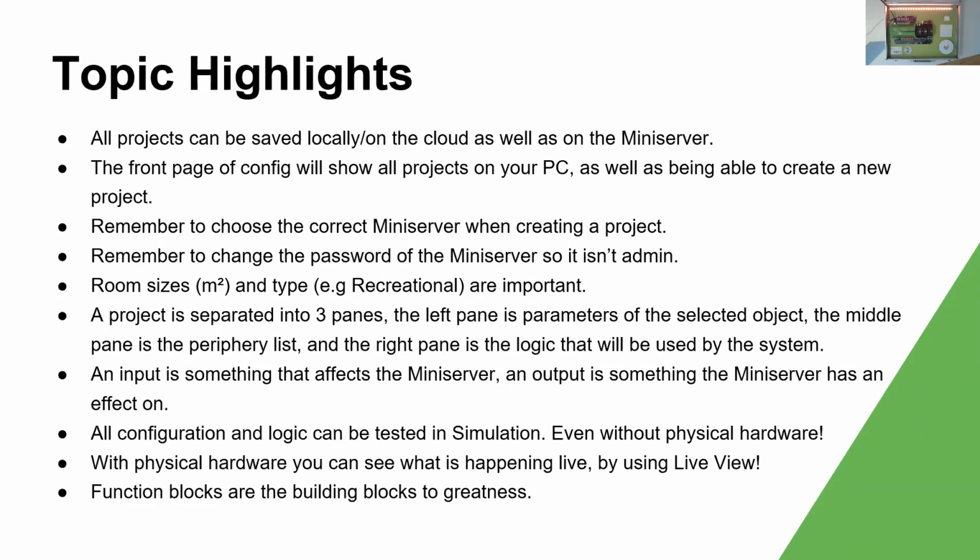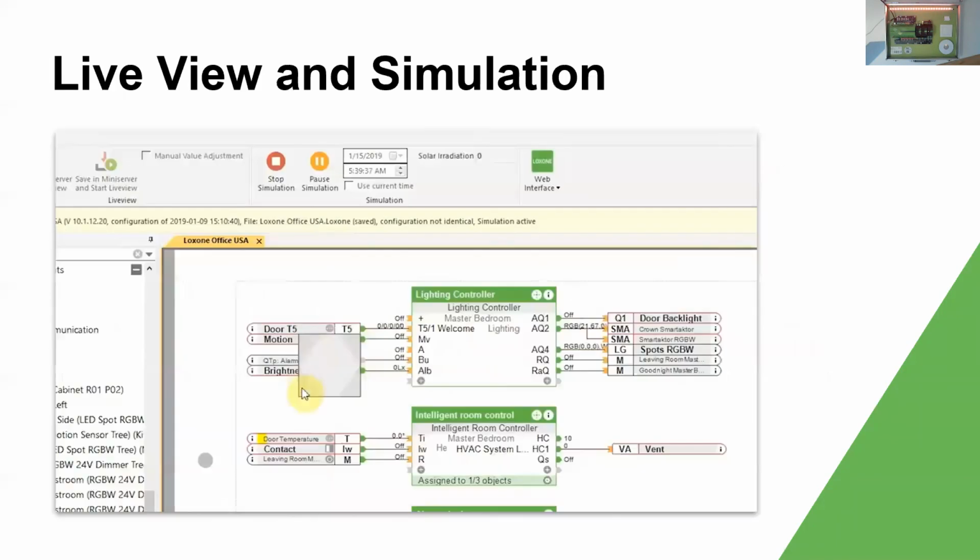When you do have physical hardware, you have live view, so you can see what's happening in real life. You can also get an app. As soon as you have at least a mini server, you can see the app. And then finally, function blocks are the building blocks to greatness. With function blocks, you can make anything you want happen.